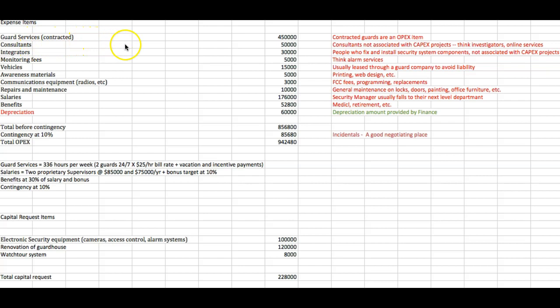Okay, I'm going to hire some consultants. They aren't associated to a particular capital project. These are just consultants like, I may need to hire a private investigator to do some things for me. I want to hire somebody to do some training for my guards or for my employees, right? Those types of things, $50,000 OpEx. Integrators, the people who will fix my card reader system, those things, $30,000, right?